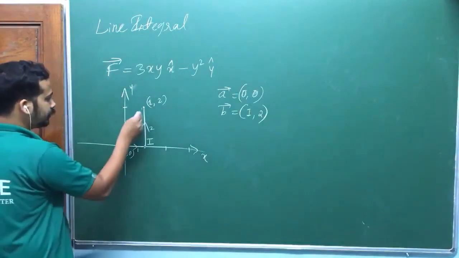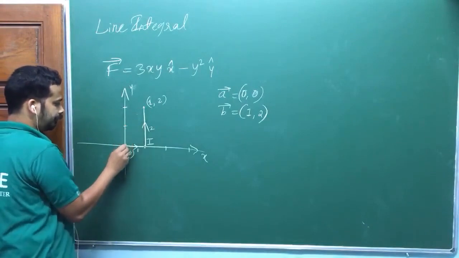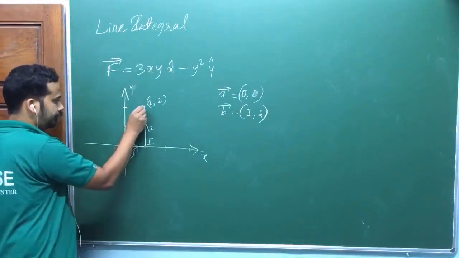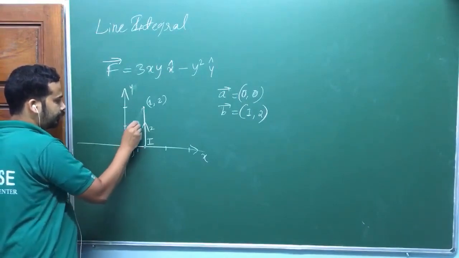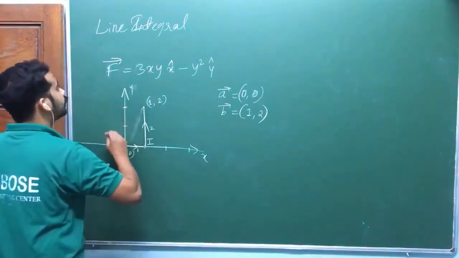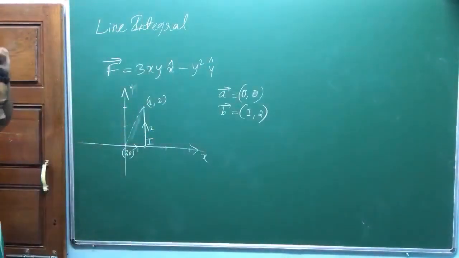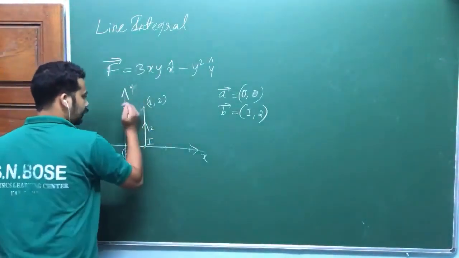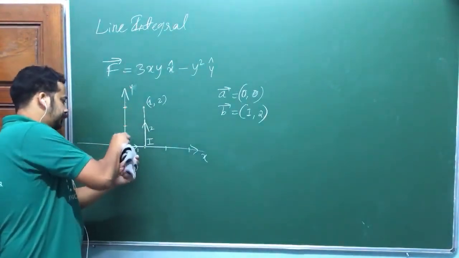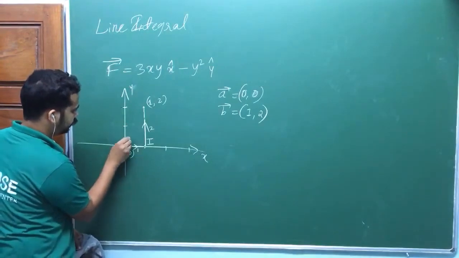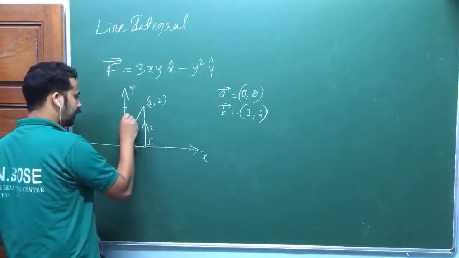What is the second path I choose? The second path that I'm going to choose is a straight line between A and B. Can you just draw? So I call this one the second path, okay?